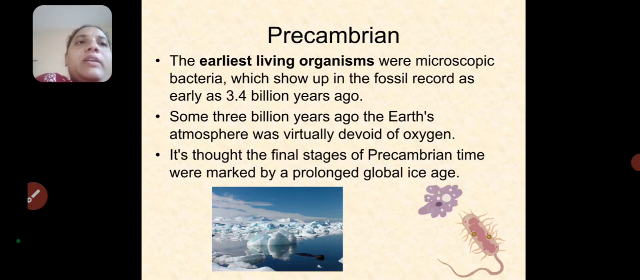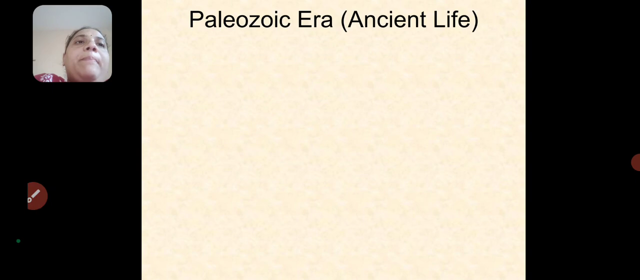In the records, scientists observed that 3.5 billion years ago, the earliest living organisms were found. Some 3 billion years ago, the Earth's atmosphere was virtually devoid of oxygen. The final stage of Precambrian time was marked by a prolonged global ice age. You have to observe in this slide a few of them, bacteria, and what the atmospheric conditions were in the Precambrian period.